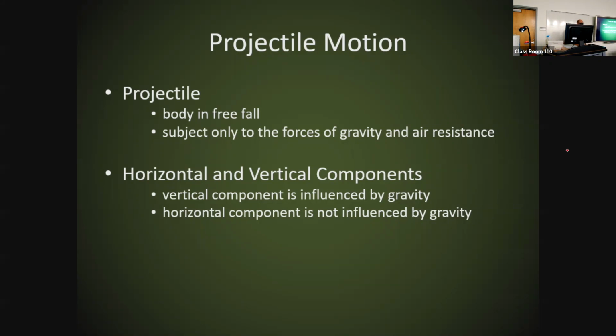And with any projectile, we're going to have a vertical component as well as a horizontal component. The vertical component is going to be influenced by the force of gravity pushing down, 9.81 meters per second squared. The horizontal is not going to be influenced by gravity. That's going to be maybe the angle of attack, the angle that it was released, possibly a little bit of wind in that case.